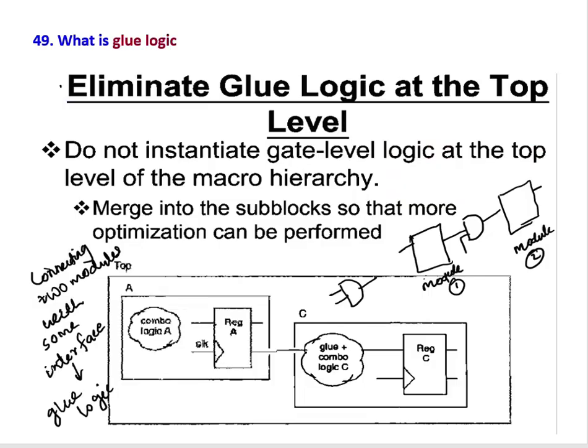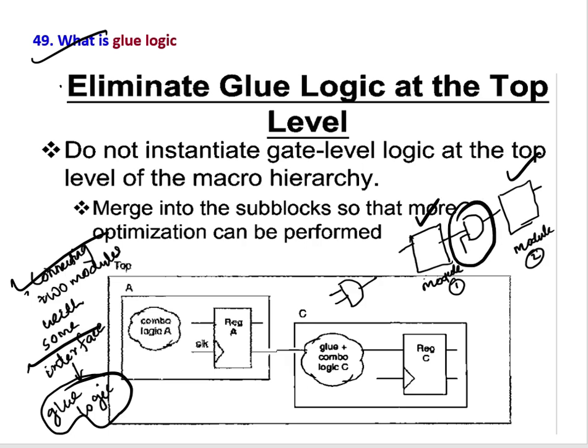The next one is what is glue logic. Glue logic is a concept, and what it means is if two modules are connected with some interface, then that is called glue logic. See here, this is module 1 and this is module 2, and these two modules are interconnected by an AND gate. So now this will be called glue logic. And the point that you have to remember is there should not be glue logic at the top level. This one you have to remember.